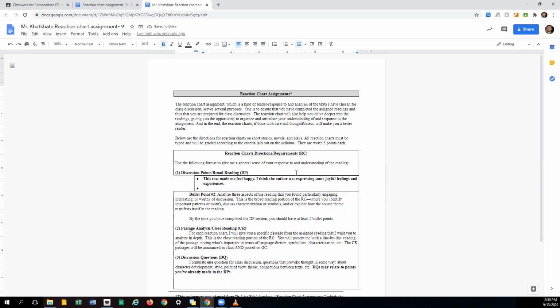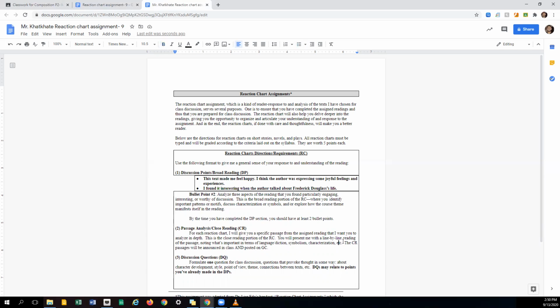Then for bullet point 2, I'm going to just do this part down here. Analyze 3 aspects of the reading that you found particularly engaging, interesting, or worthy of discussion. So this is where you write some aspects of the reading that you found to be engaging, interesting, or worthy of discussion. I found it interesting when the author talked about Frederick Douglass's life. Again, that's not a good answer for this one. I'm just giving you an example of something you could write, but you want to put a little more detail than that. That's a very basic answer. You didn't even have to read it to write something like that.